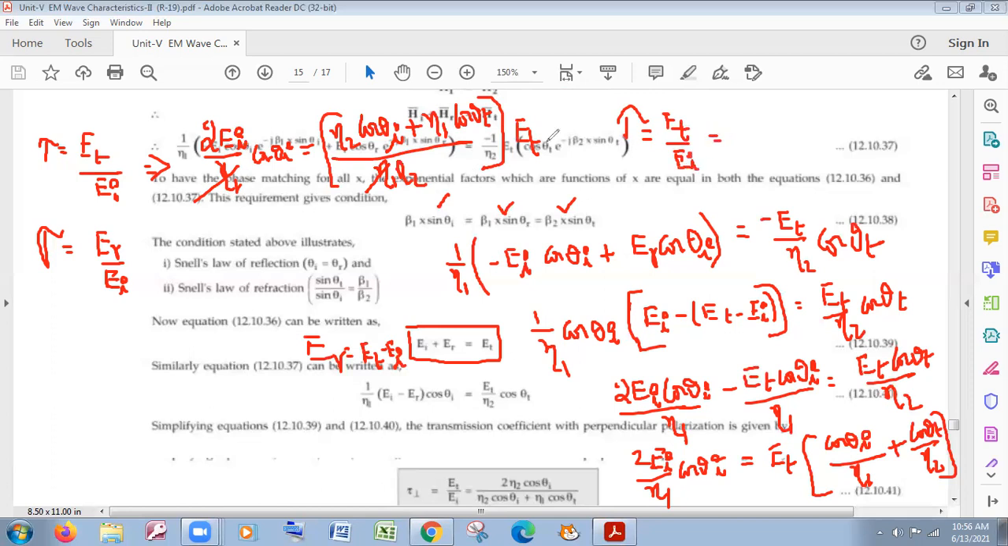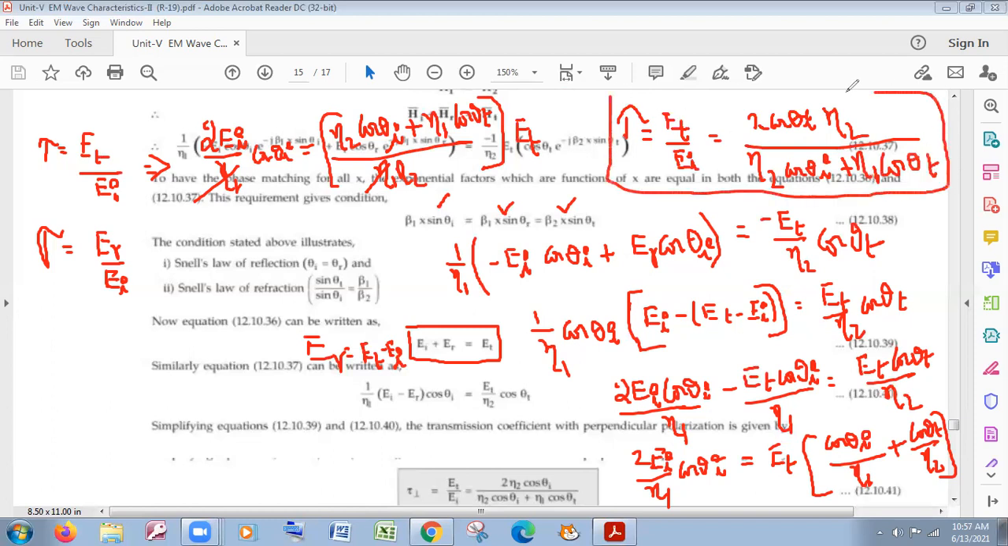That is equal to, what is the coefficient? 2 cos theta I. And here the denominator, eta 2 is also there. Eta 2, whole divided by eta 2 cos theta I plus eta 1 cos theta t. Okay, the transmission coefficient.